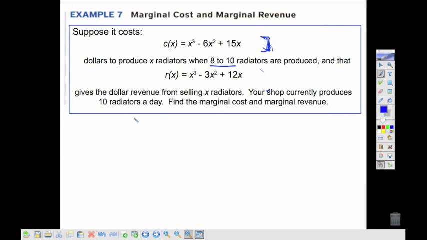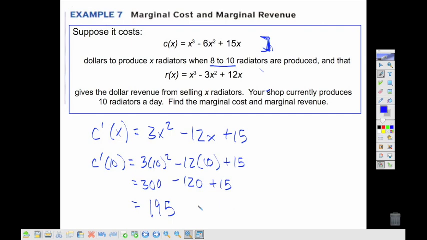And so if we want to think about the marginal cost and marginal revenue, we're simply taking the derivative of each of these. And both of these can be worked out with the power rule. And if we want to find that average cost at 10 radiators a day, we just plug in 10. So we get 195, and our units here, since X was our radiators, and cost was the number of dollars, would be dollars per radiator.